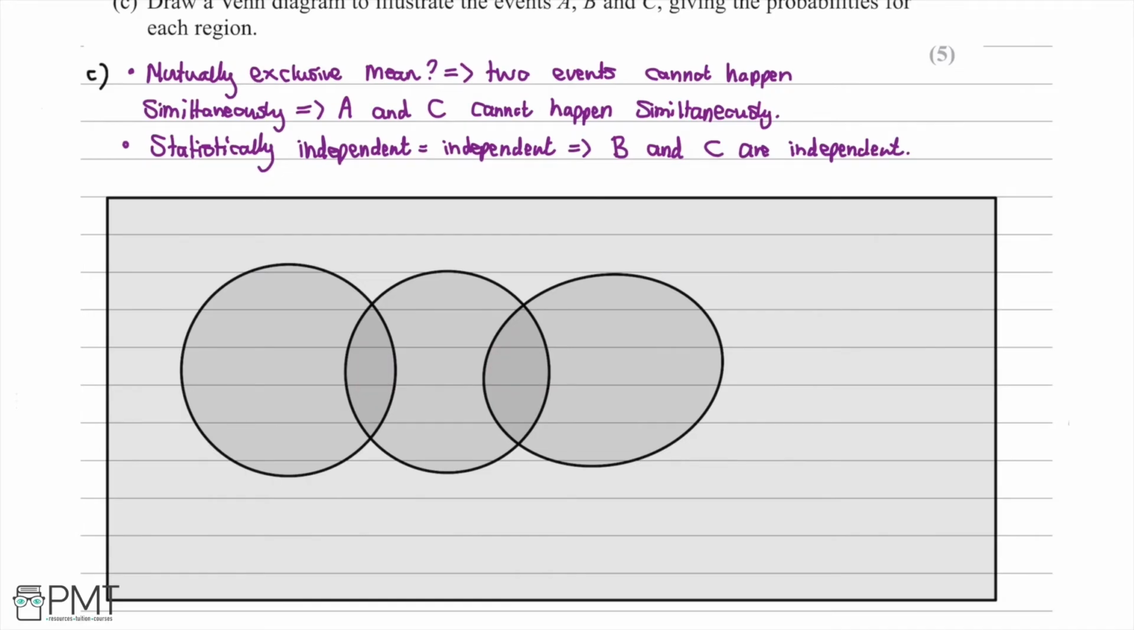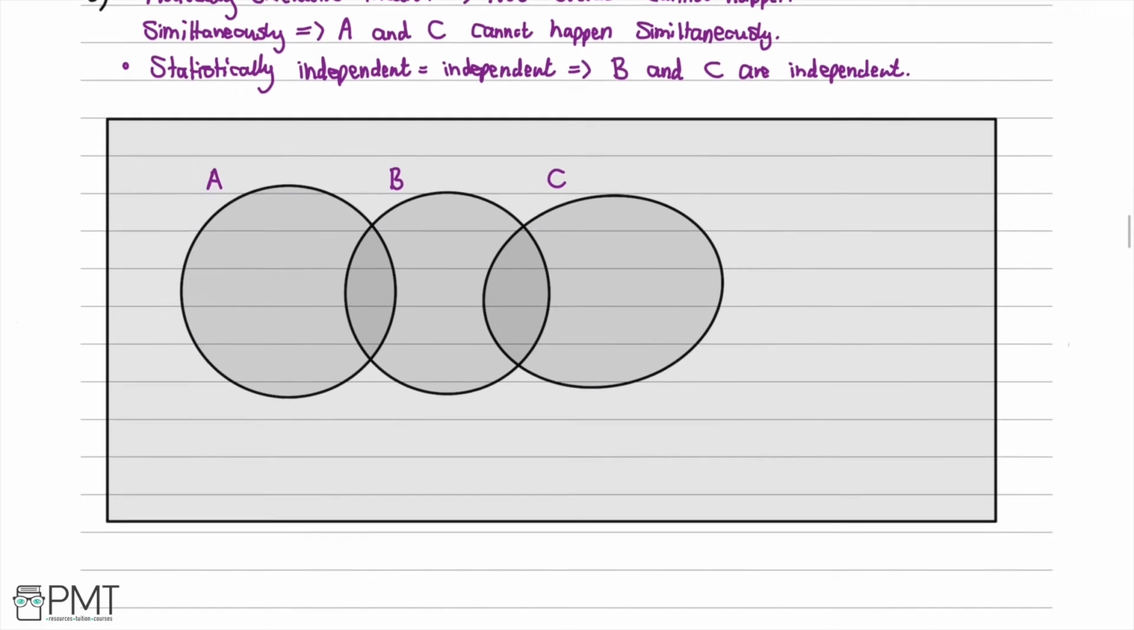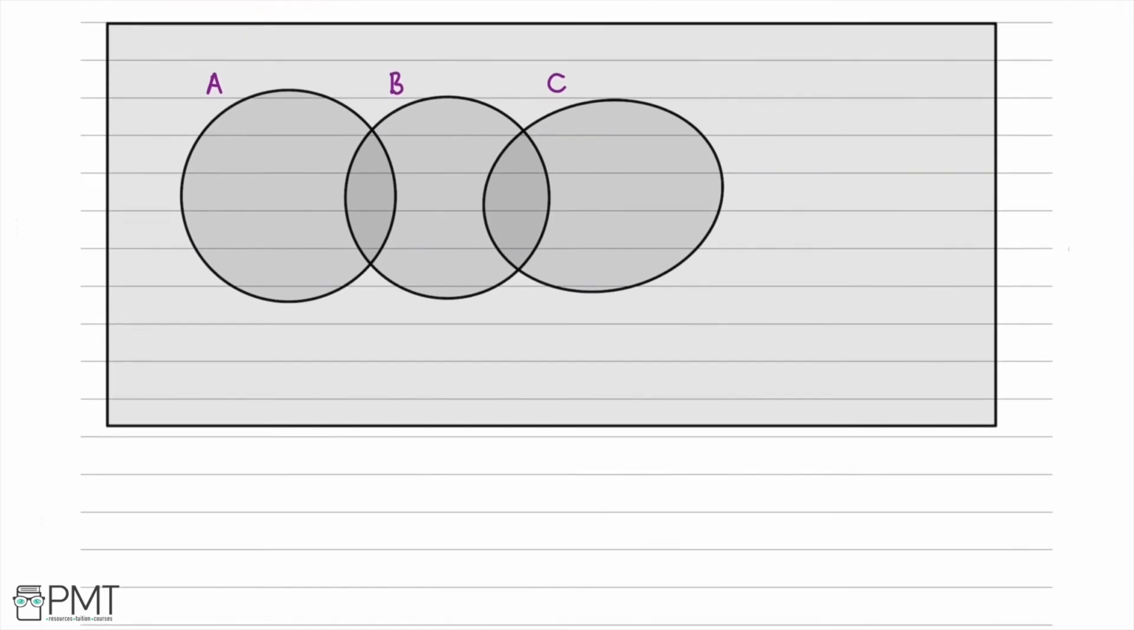So I'm now going to label them. I'm going to do this in purple. So I'm going to label our first one as A, our second one as B, and our third one as C. So first of all, we need to remember back to the question and think about what information we're given. So we're told that the probability of A is equal to 0.35. We have that the probability of B is equal to 0.45. We have that the probability of A intersect B is equal to 0.13. And we're more recently given that the probability of C is equal to 0.20.